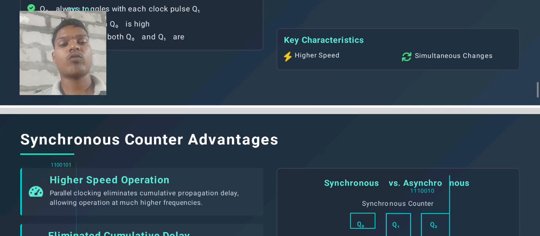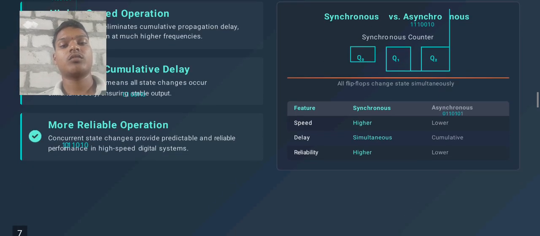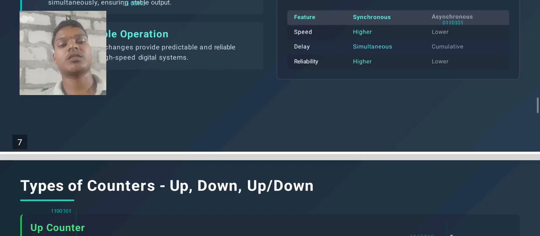Synchronous counter advantages: high speed operation. Parallel clocking eliminates cumulative propagation delay, allowing operation at much higher frequencies. Eliminated cumulative delay: no ripple effect means all state changes occur simultaneously, ensuring stable output. More reliable operation: concurrent state changes provide predictable and reliable performance in high-speed digital systems.